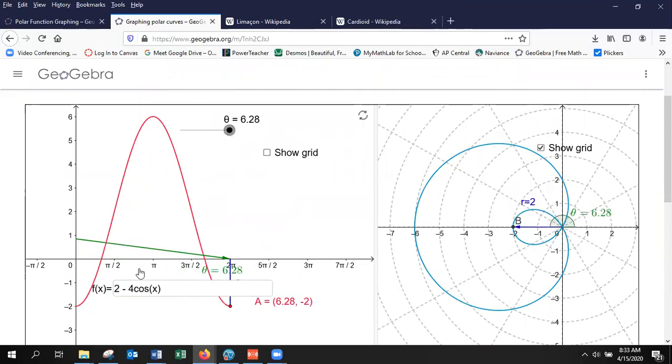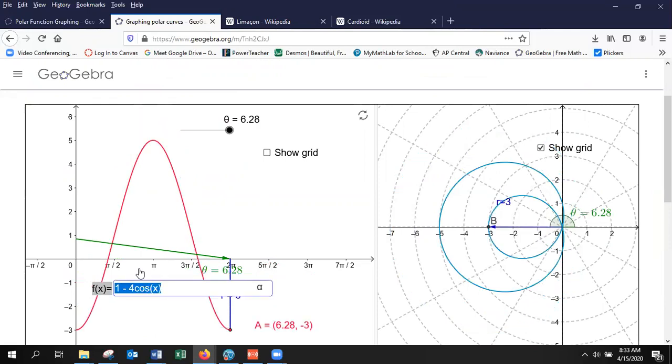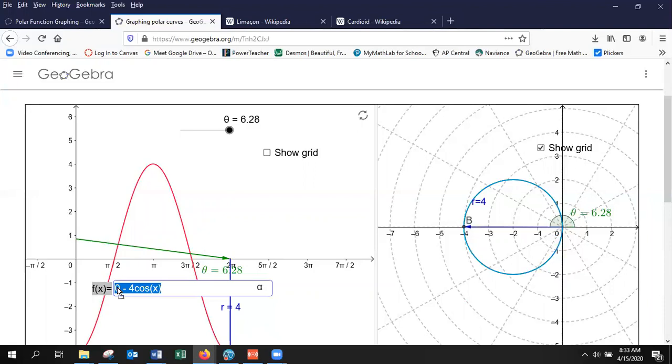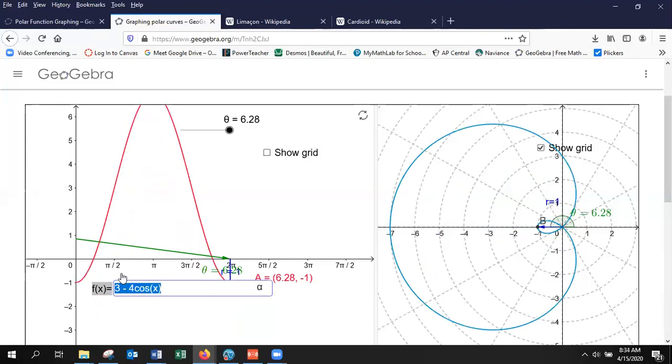And that inner loop will always occur if A is smaller than B. So if I change this to a 3, we should still have a loop. If I change this to a 1, we should still have a loop. Now the fun thing is what happens if I change that 1 to a 0. If you notice, it's a circle. So really it's kind of like 2 loops overlapping each other, which is very cool to think about. That's really a limacon where both loops are the same. So a circle is a limacon where both loops are the same. Now that's probably not technical, but it's still kind of fun to consider.